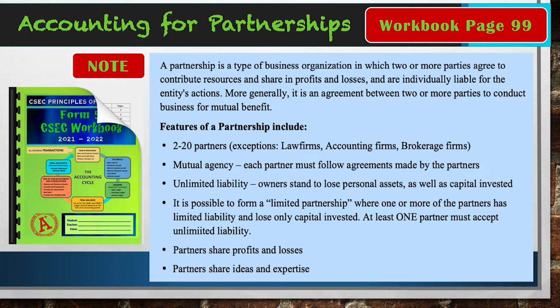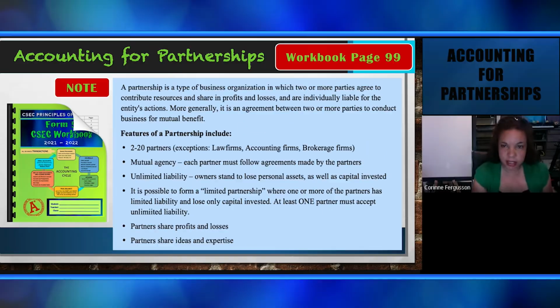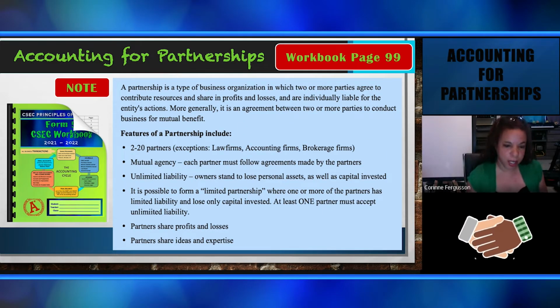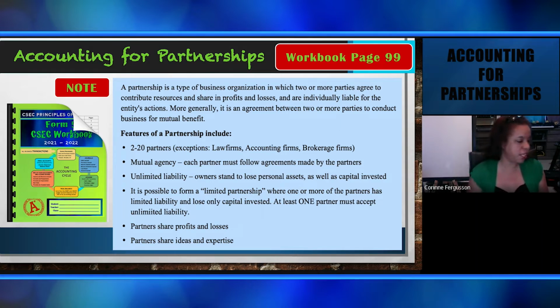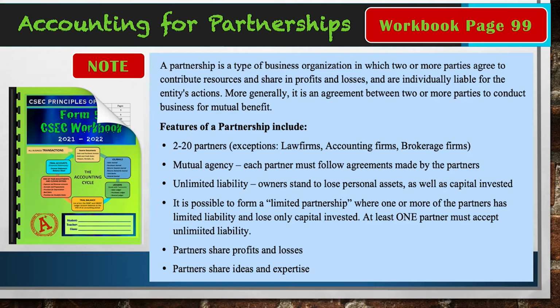Mutual agency: each partner must follow the agreements made by all of the partners. So you make an agreement, whether it is verbal or a special contract. I'm assuming that you may have done contracts if it is still on the syllabus. So with mutual agency, if you have a special, written contract, the partners must follow that. If there is a verbal contract, you should also follow it. However, that is leaving it very open to conflict. So the suggestion is usually that you have a written or special contract with all of the 7 conditions and stuff like offer, acceptance, consideration, and those things.